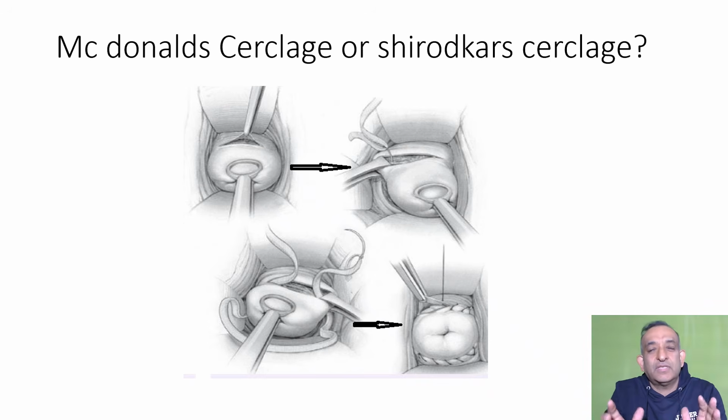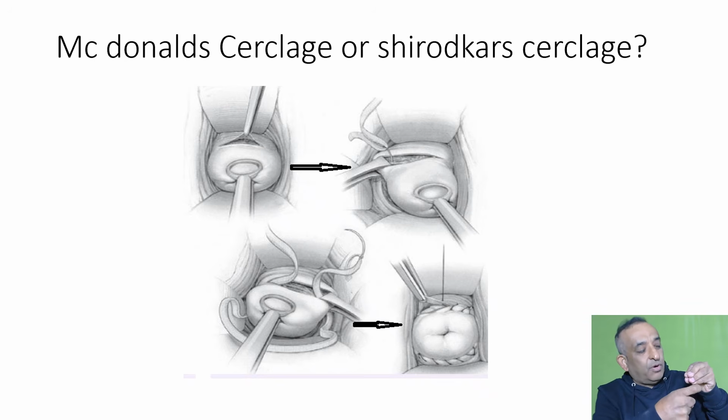Otherwise, McDonald's cerclage is a very simple cerclage. This is the uterus and this is the cervix. So we just take bites of needles through the cervical tissue and just place a stitch. So one of the easiest cerclages is the McDonald's cerclage. We don't make an incision like this. So if there was an incision made like this, mark Shirodkar's, because Shirodkar is done for failure of previous cerclages or a very short cervix.